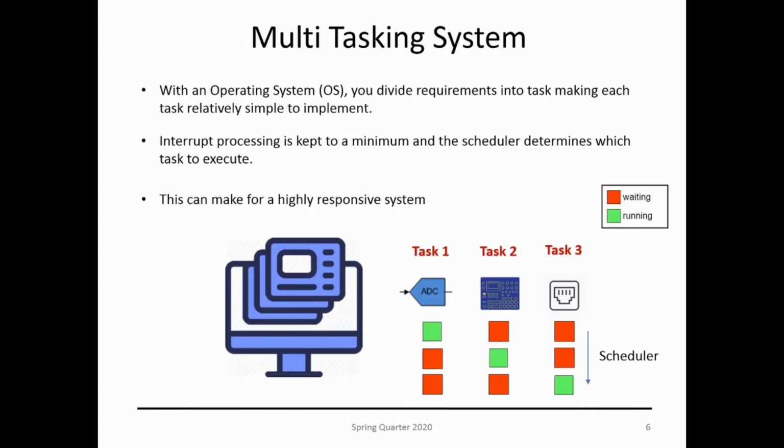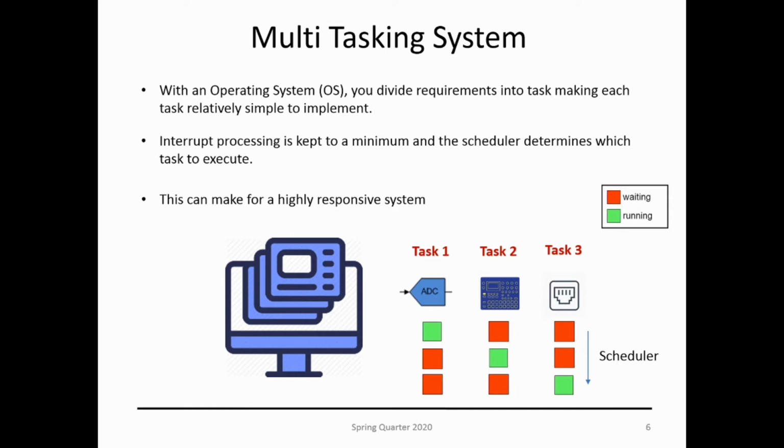Well, this is when you have the multitasking systems solution, so you're using an operating system. You're going to divide your requirements into tasks, making each task relatively simple to implement. The interrupt processing is kept to a minimum, and the scheduler determines which task is going to execute.